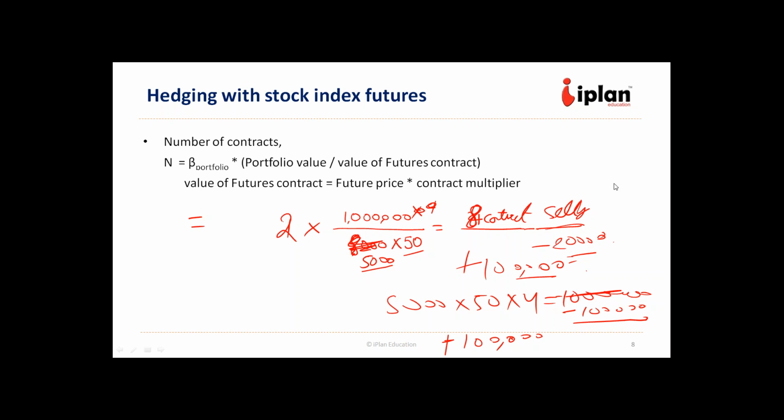Am I okay? Shall I repeat? So beta is the slope, quantum of movement, multiplier. Are we okay, or shall I elaborate it?